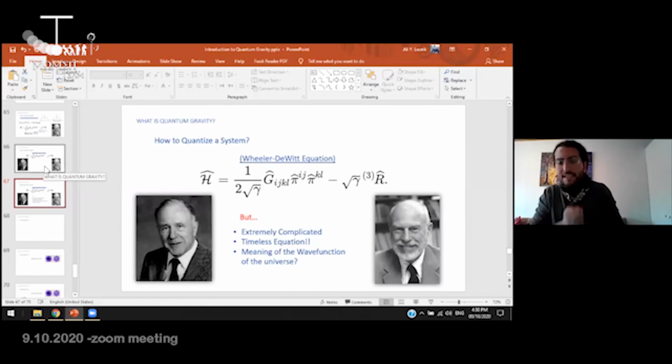Greek indices mean space-time dimensions. The question is, yes, it is timeless because you do this decomposition. It's a little technical, but I can refer you to some references. You can read about how they do the separation.